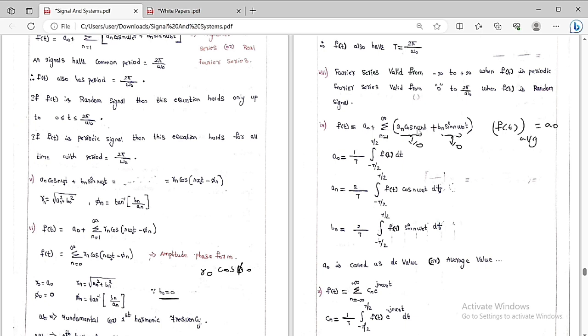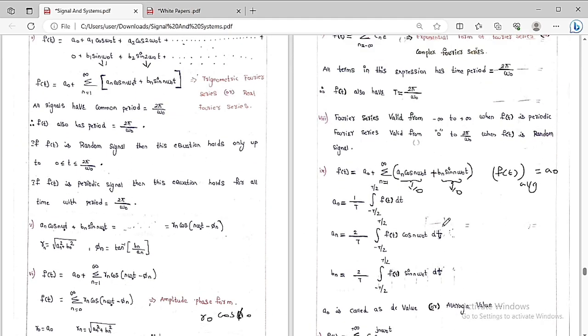A naught is called the average value or the DC value because the average value of cos n omega naught t is always equal to 0 and the average value of sin n omega naught t is also 0. So only a naught is going to be present here. So f of t average is equal to a naught. That is the reason a naught is also called the DC value or the average value. So a naught is equal to 1 by T integration over the one time period f of t dt. An is equal to 2 by T integration over the one time period f of t into cos n omega naught t dt. And bn is equal to 2 by T integration over the one time period f of t sin n omega naught t dt, where a naught is called the DC value or the average value.